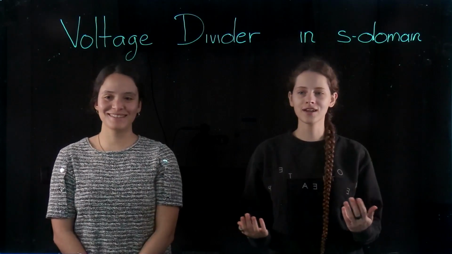And this is Voltage Dividers in S domain. When solving circuits in time domain, which have inductors and capacitors in them, calculations can get really complex. So we can simplify this by transferring everything over to S domain. And in S domain, we can define inductors, capacitors, and resistors using impedance, which is defined as Z.